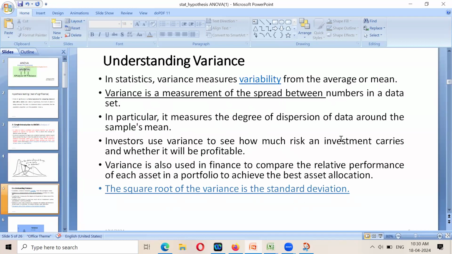As discussed earlier, I hope you are well aware of what variance is, but quickly we will revise. Variance measures the variability from the average or mean. Variance is a measurement of spread between numbers in a data set. For example, suppose throughout my semester I conduct 3 unit tests. I will plot a distribution curve of the result of every test, and then try to find out whether students are improving in each test or not.